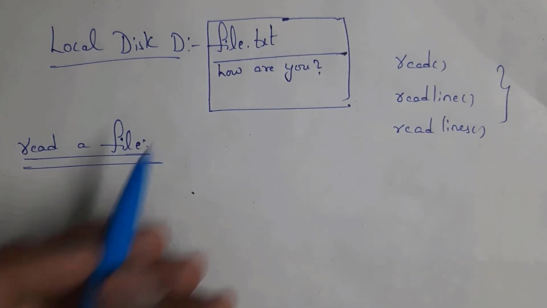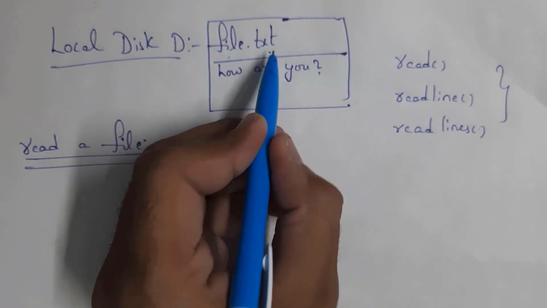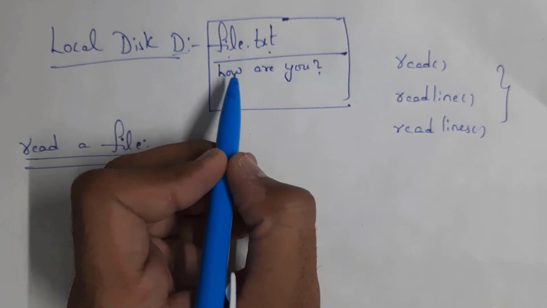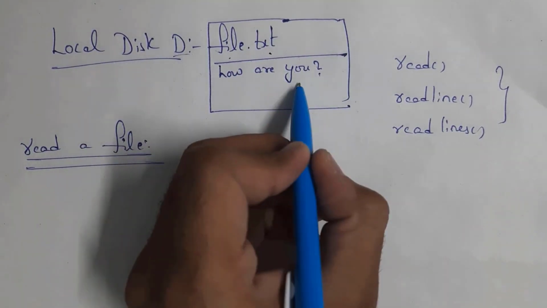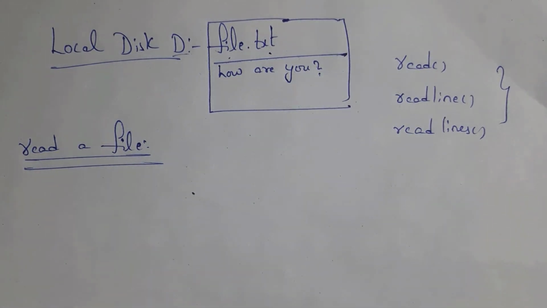Next I will explain how to read a file. For example, my file name is file.txt, which is present in local disk D, and this file contains text, that is how are you. Now I want to print how are you on my output screen. Reading a file is nothing but whatever the data that is present in my text file, I need to print those data in my output screen. There are three ways to read data. First one is by using read method, and next one by using readline method, and last one by using readlines method. I will write program.